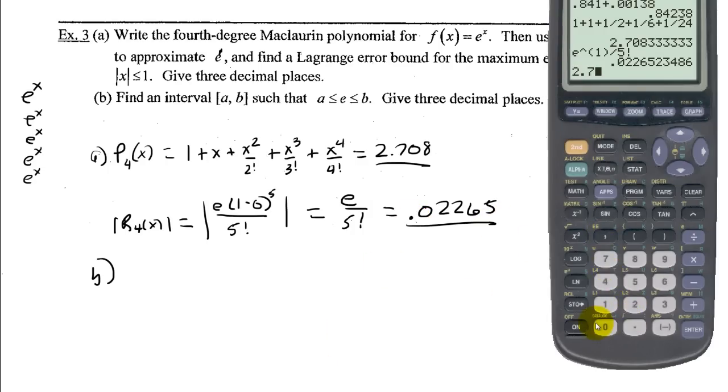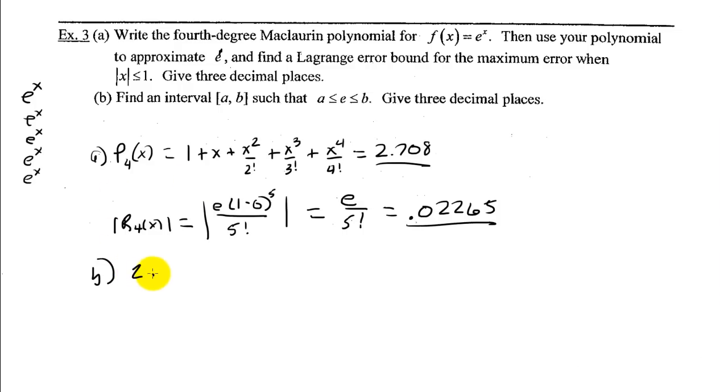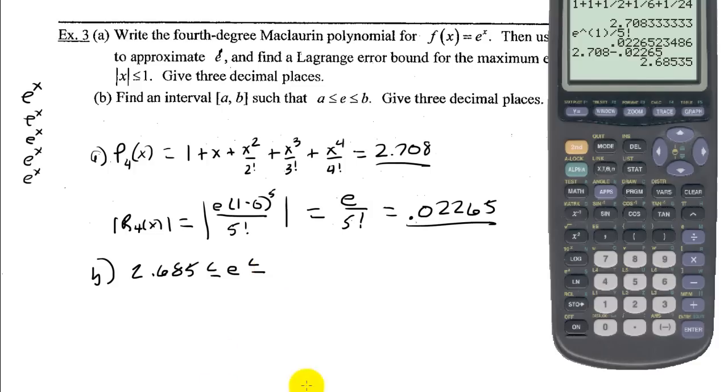So 2.708 minus 0.02265. There's the lower bound, so 2.685. 2.685 is less than or equal to e is less than or equal to, now we just have to add on there, 2.708 plus 0.02265, and we have 2.731.